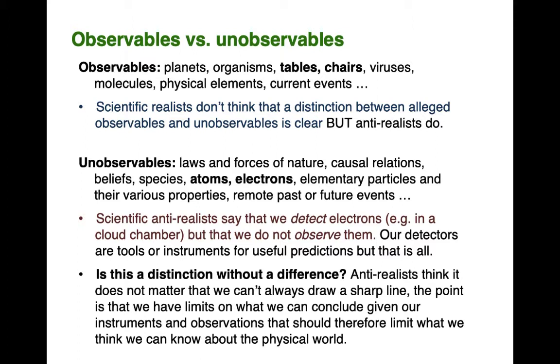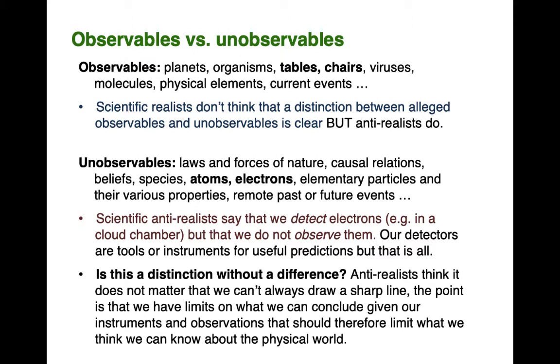What are unobservables? Well, things like laws and forces of nature, causal relations, beliefs, species, atoms, electrons, elementary particles and their various properties, remote past or future events. Scientific anti-realists say that we detect electrons, for example, in a cloud chamber, but that we do not observe them. Our detectors are tools or instruments for useful predictions, but that is all. Is this a distinction without a difference?